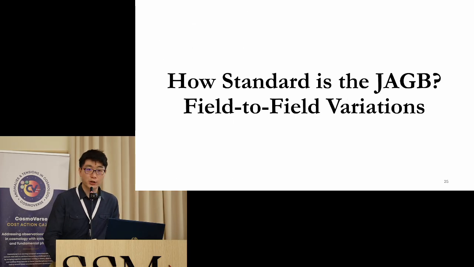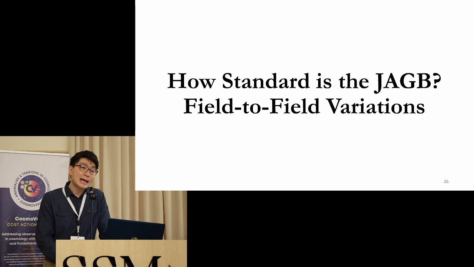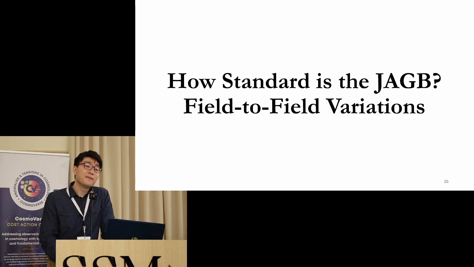So one of the first questions I wanted to ask was, how standard is the JGB? One excellent way to do this is to look at the field-to-field variations of this candle. We would expect that for a properly standardized candle, the magnitude of that candle should not vary significantly depending on where you look, in the accepted region, like the outer disk for the JGB, because the distance to the galaxy is fixed.